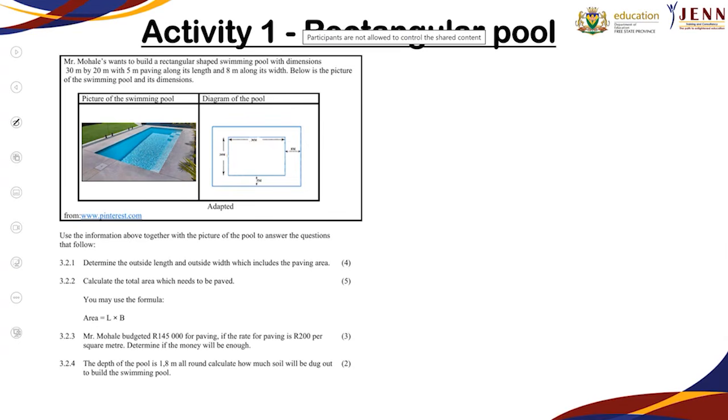So let's have a look at the question, the scenario. Mr. Mohale wants to build a rectangular shaped swimming pool with dimensions 30 meter by 20 meter with 5 meter paving along its length and 8 meter along its width. Below is the picture of the swimming pool and its dimensions. So they gave us the picture of the pool, and then they also gave us the diagram of the pool. Now you cannot see the diagram of the pool.